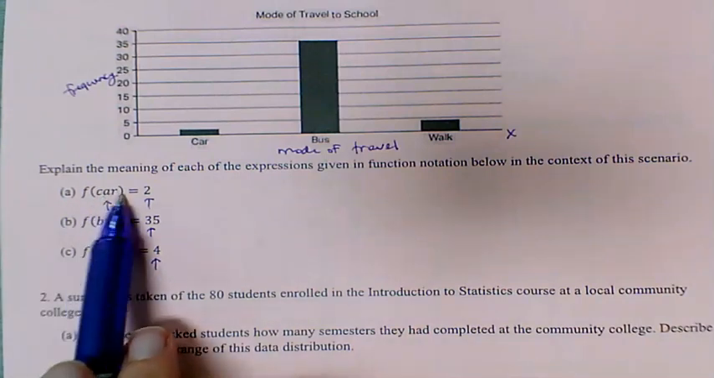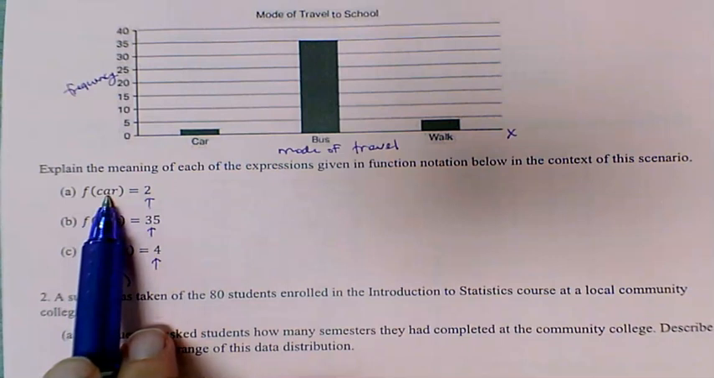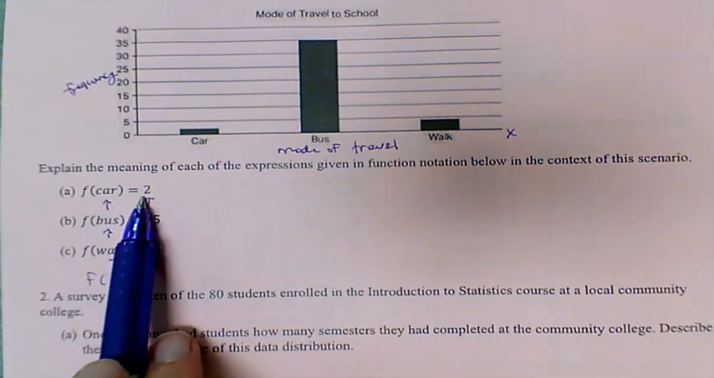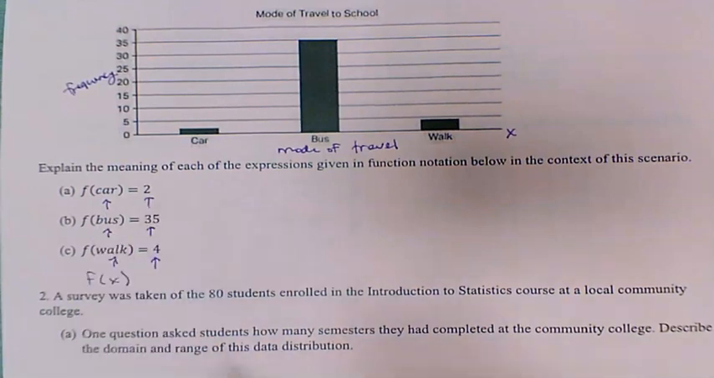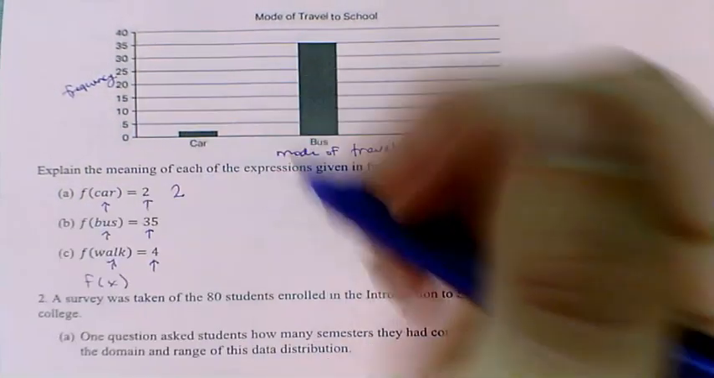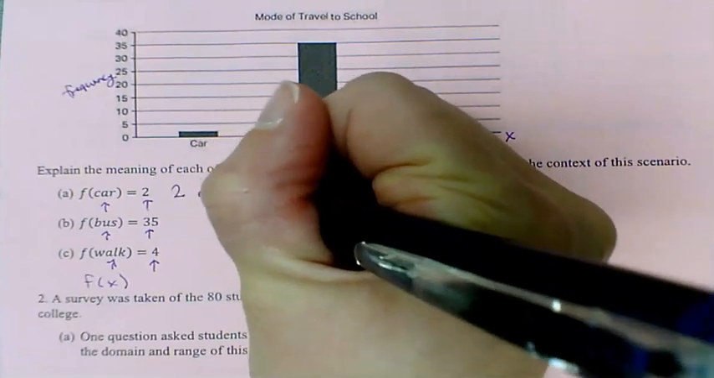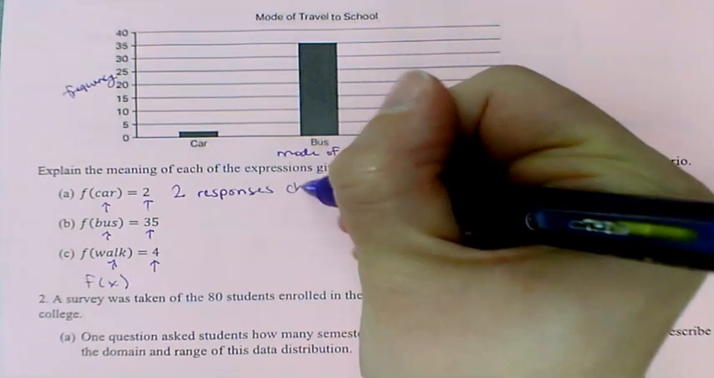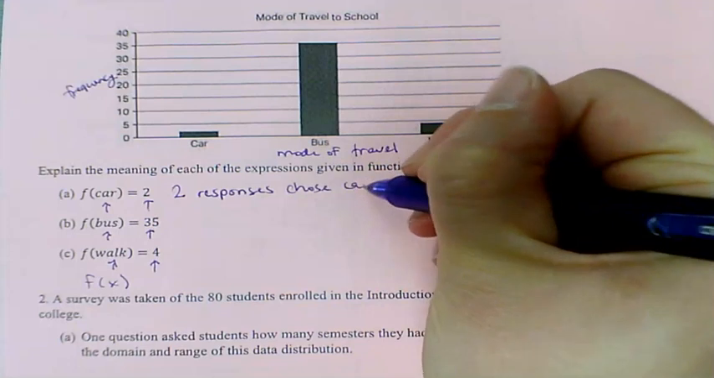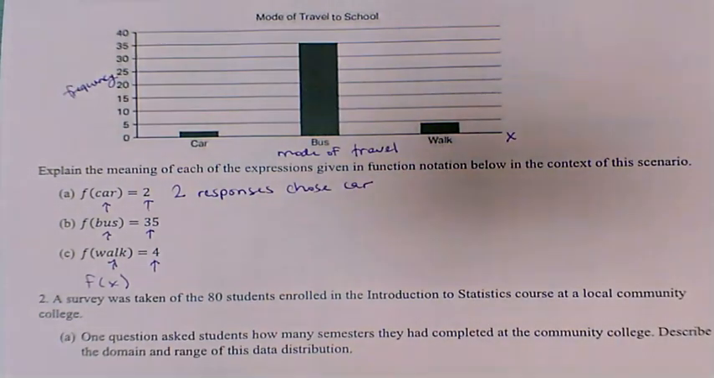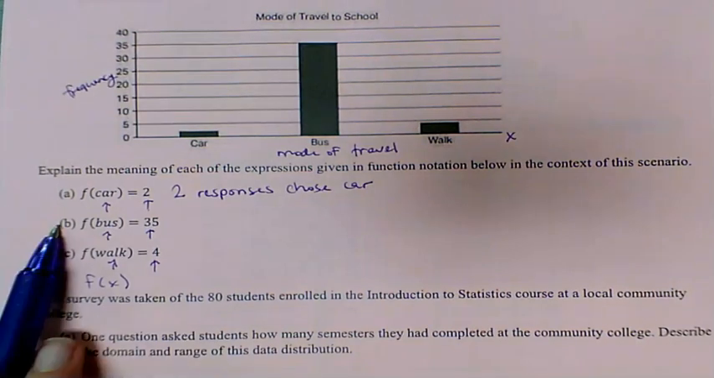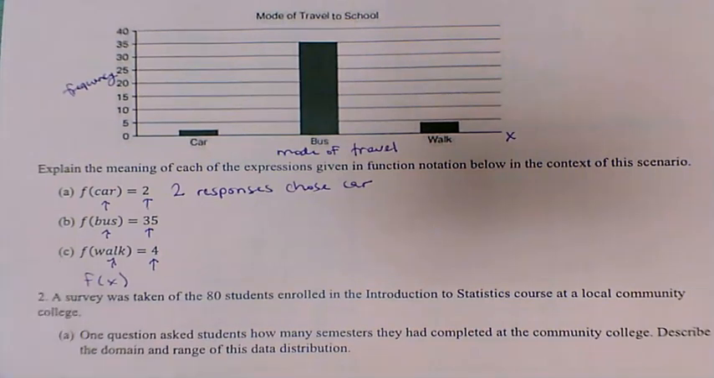So f of car equals 2 means car is the mode of transportation, and 2 is the frequency of responses of people who chose car. So 2 responses chose car. So I want you to pause the video and try to write a representation in the context of the situation for B and for C. Pause your video and write your answer.